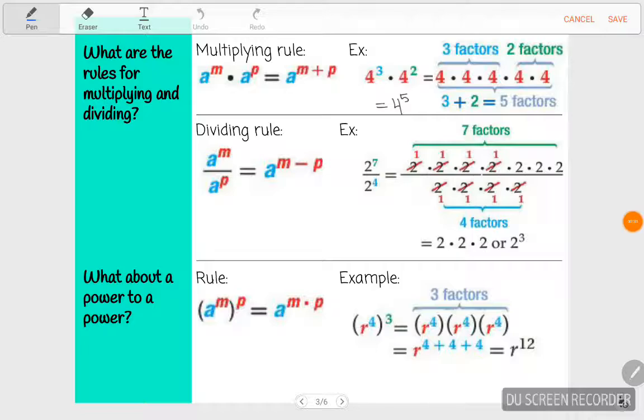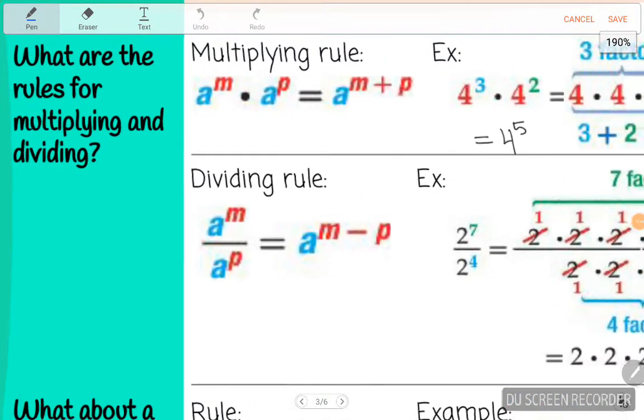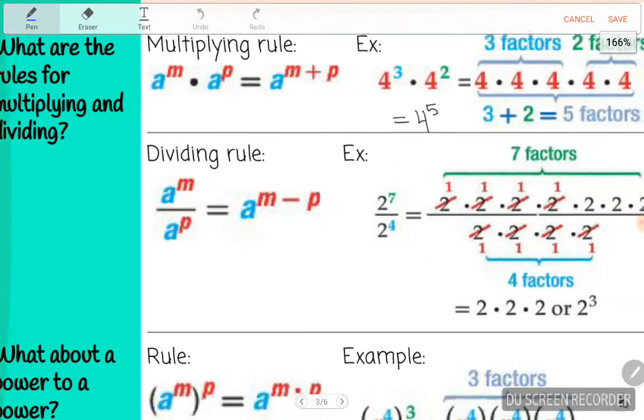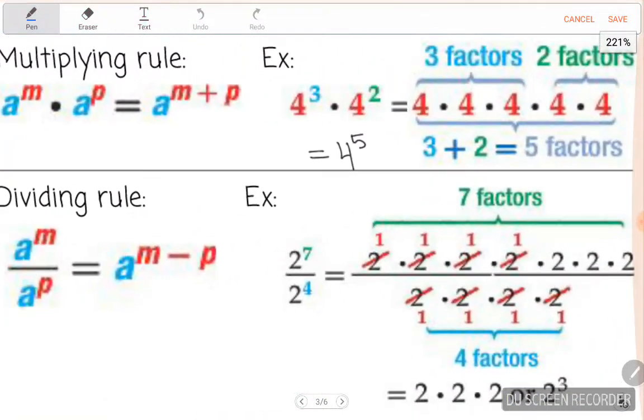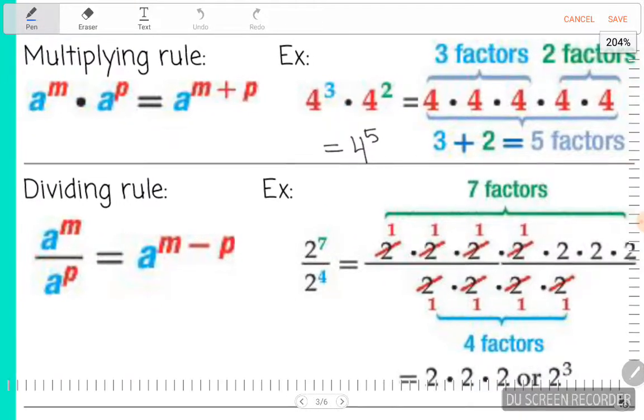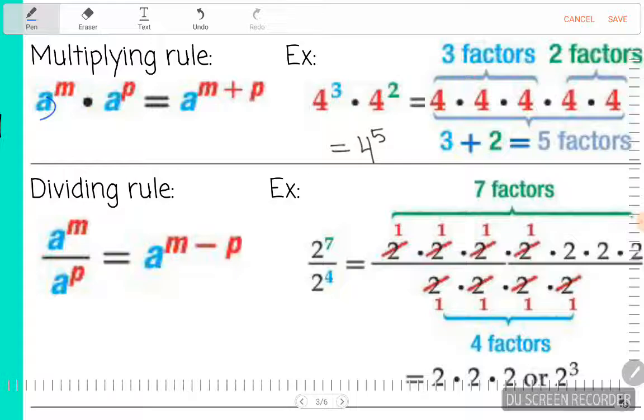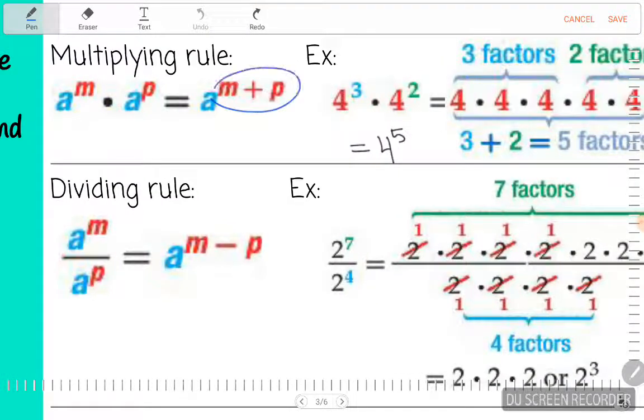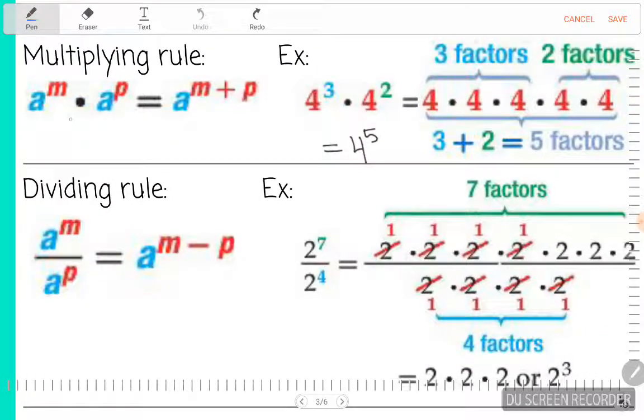For this next slide, we're talking about the different rules that we have. First off, what are the rules for multiplying and dividing? For multiplying, we have the same base. Here the base is a. The exponents can be the same or different. But when we have the same base, we add the exponents. So multiplying means that we add the exponents. Our numerical example says 4 to the third times 4 squared equals 4 to the 5th. So adding 3 plus 2 gives me 5.